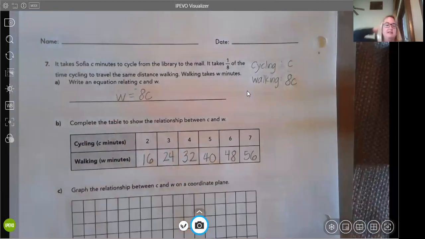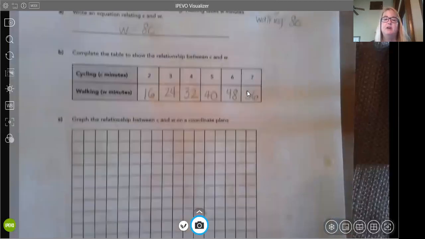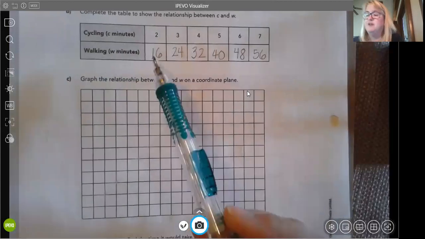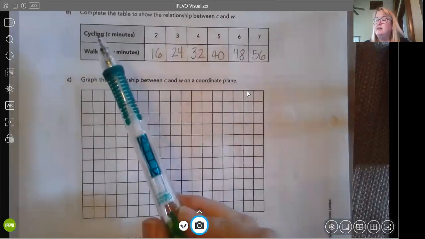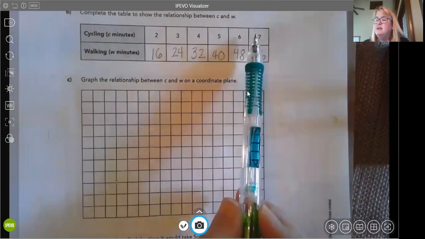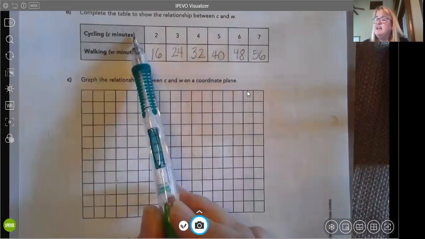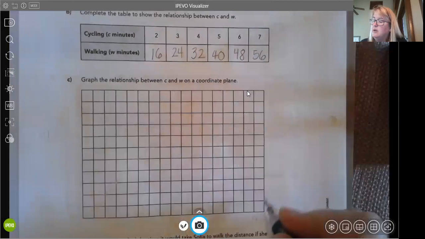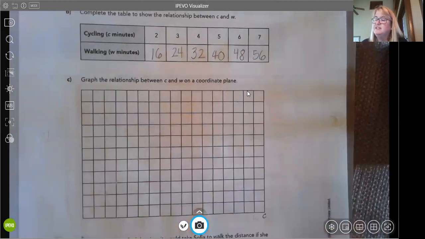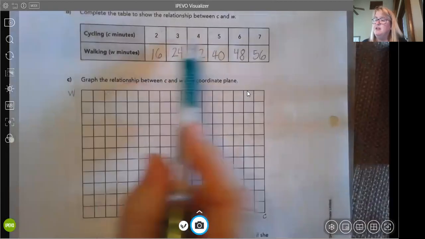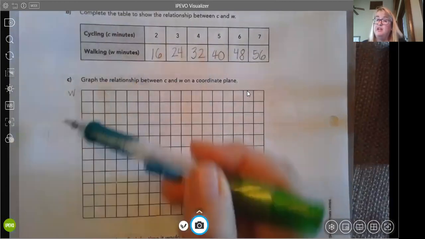All right, this is brand new about graphing. It says to graph the relationship between C and W on a coordinate plane. And this is the way it works. When you have a table in algebra, if the table is written correctly, the top is your independent variable and the bottom is your dependent variable. So C, the top one, is going to go on the horizontal axis. The W will go on the vertical axis.